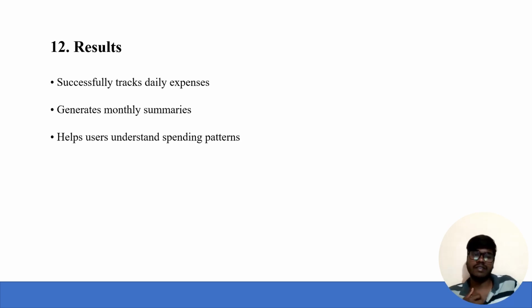And this is the result. This is all about the results. It successfully tracks the daily expenses, generates monthly summaries, and helps users understand spending patterns. The main motto of the project is that in this Gen Z era, people spend a lot of money but can't track what they're spending, and this has been a huge problem for financial management for everyone. So this helps in managing all these things.